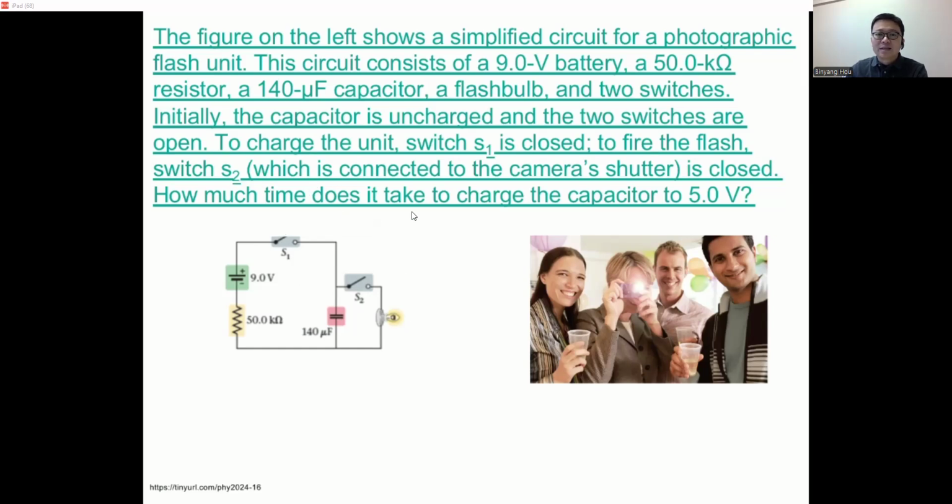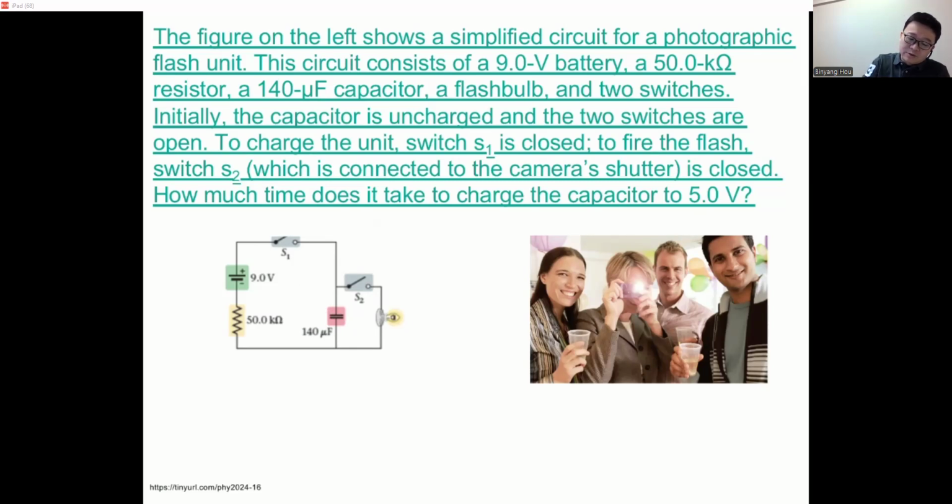Okay, so that's what this is about. It's asking you how much time it takes to charge the capacitor to 5. So if you need to charge this capacitor's voltage to 5 volts, how much time does it take? So this is charging again, not discharging.